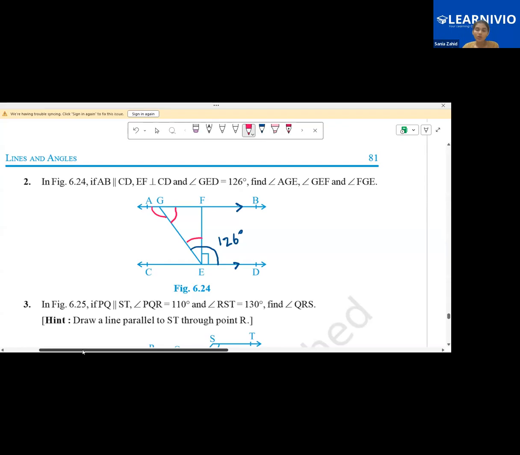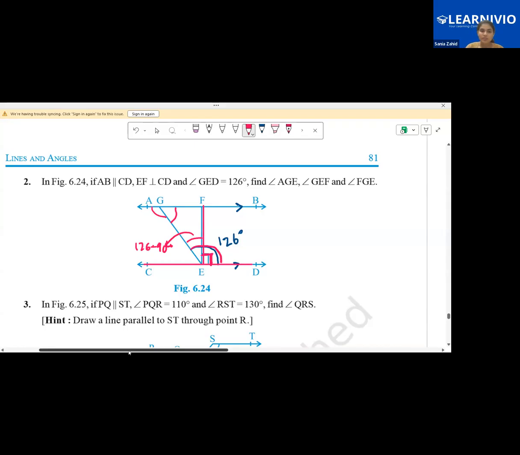So what you will do is look very carefully. I'll explain once, then I'll give you time to do. You have the whole angle as 126. And children, it's clearly given that FE is perpendicular to CD. So this angle is 90 degrees. If the whole angle is 126, and one part is 90, I can easily calculate the other as 126 minus 90. So I have one of the angles.